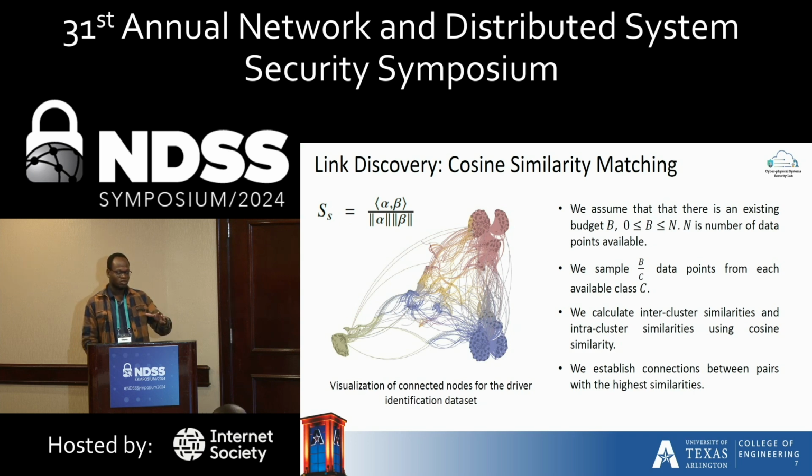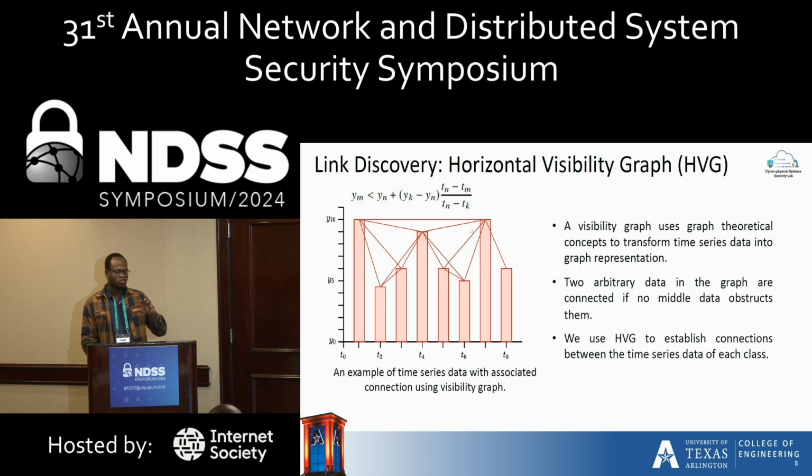But apart from cosine similarity, we also use horizontal visibility graph techniques, because when you get data from vehicle sensors, what you have is time series data. And using a visibility graph is a really nice way to convert this time series data into a graphical representation. It still keeps the order, so it does not change the order of the data.